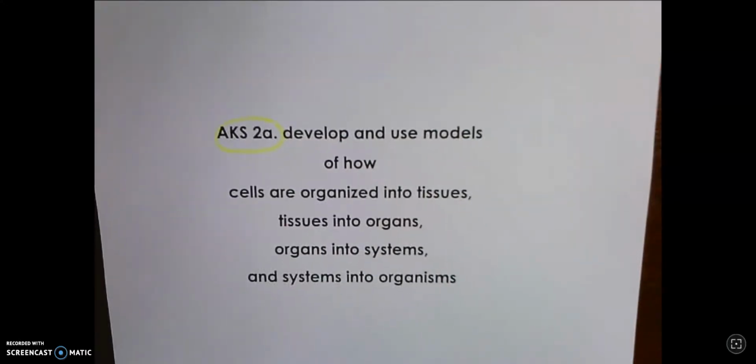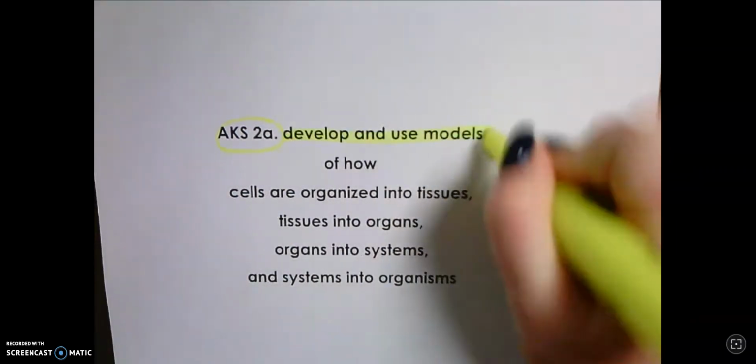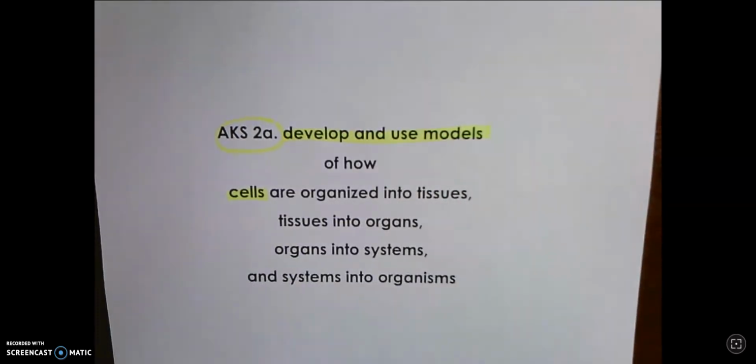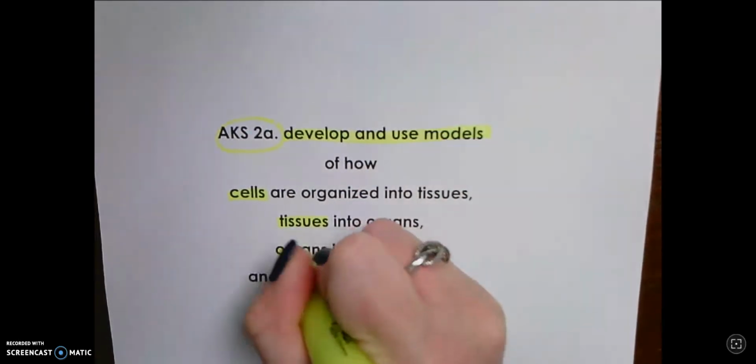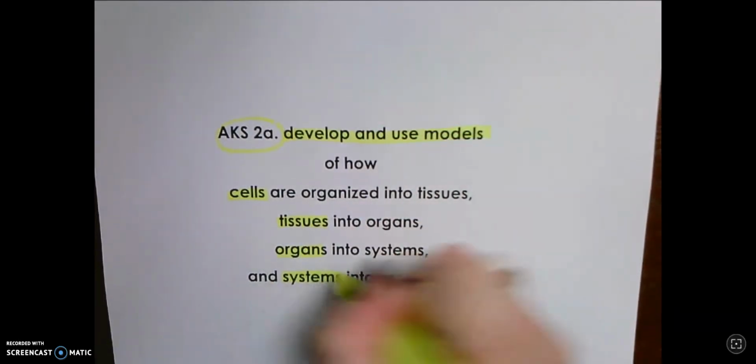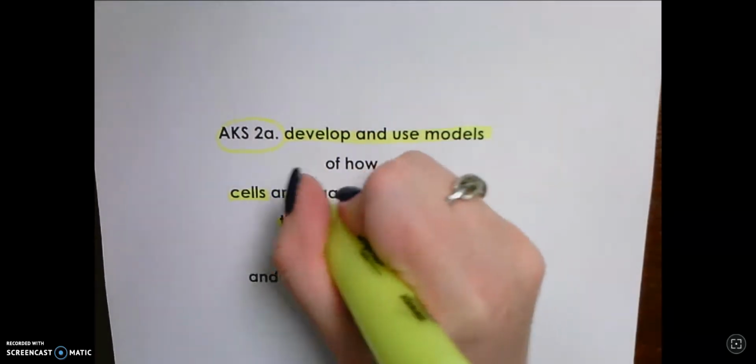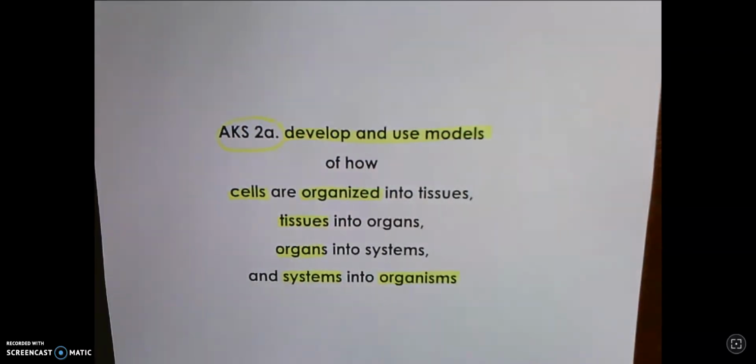And then I want us to go through and mark the key vocabulary or key phrases in this AKS. So we're going to start with the science and engineering practice of developing and using models. We should also mark the key vocabulary words of cells, tissues, organs, systems, and organisms. I want us to also mark the word organized. Some of these words are repeated, so I'm only going to mark them once, but these are the words that I would mark as my key vocabulary and key terms.